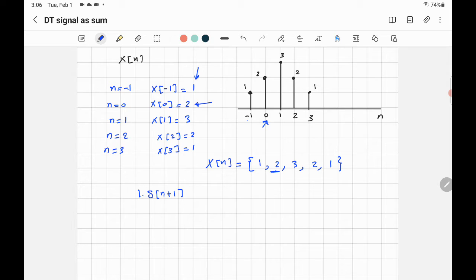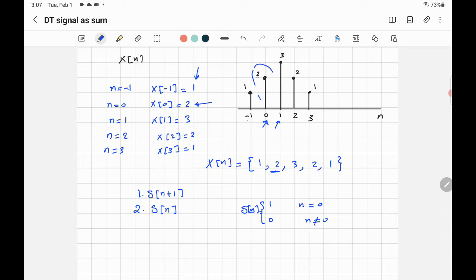Well, maybe we do the other one at 0. At 0 there is a pulse, and at n equals 0, we say delta n. That's the definition of delta n. Delta n is an impulse, which will be equal to 1 when n equals 0 and 0 otherwise. So this one is delta n, but the amplitude is equal to 2, so you write it like 2 delta n.